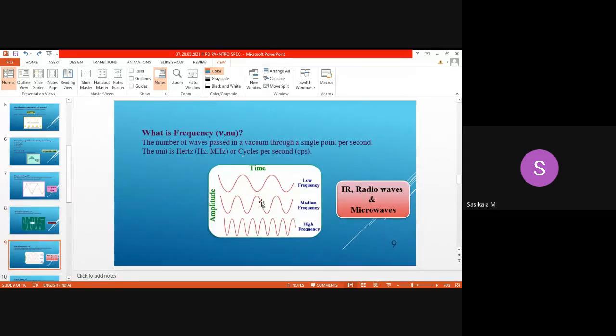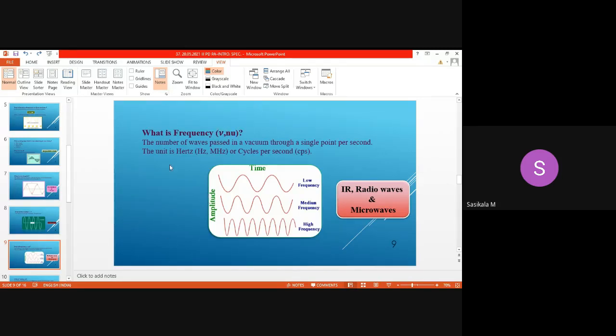Cycles. How many cycles? Here, nearly 6 cycles of waves have passed. So cycles per second: in 1 second, how many cycles of waves pass is called frequency. Cycles per second is the unit for frequency. Otherwise, it is called hertz, and it is denoted with nu. Frequency can be denoted with nu.